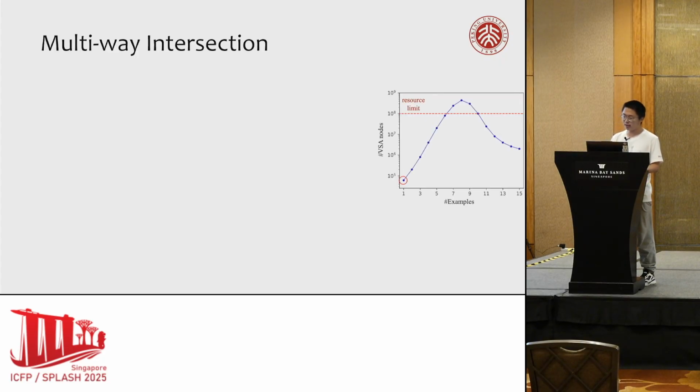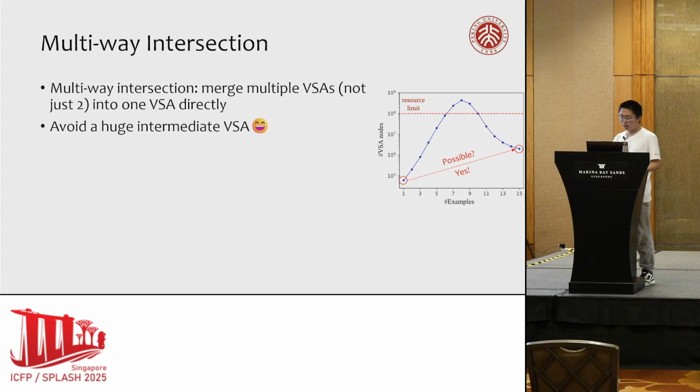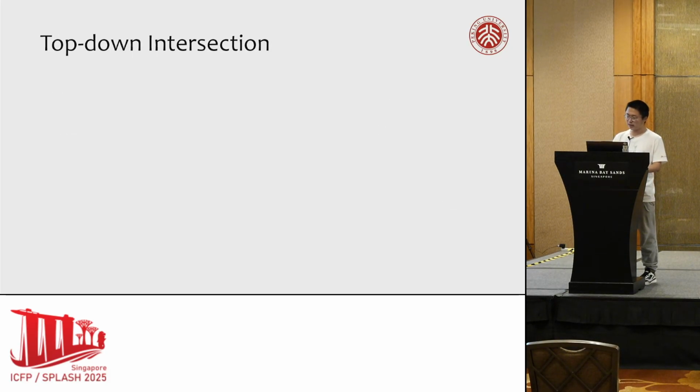So, is there a way to avoid the huge intermediate VSA in the iterative intersection process? The answer is yes. We propose multi-way intersection, which merges multiple VSAs into one directly, making it possible to avoid a huge intermediate VSA in the iterative intersection process. Now, we need to focus on how to perform the intersection.